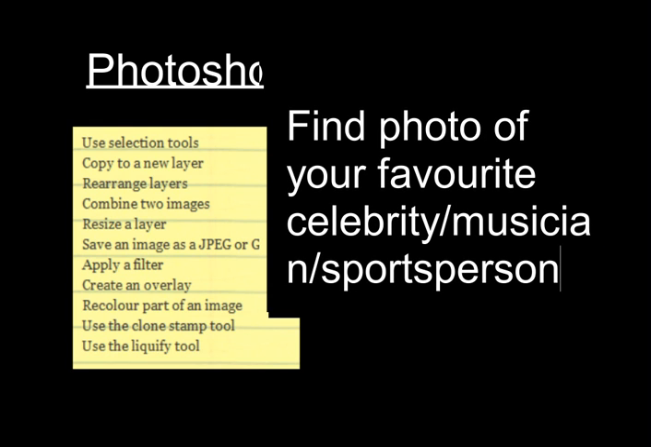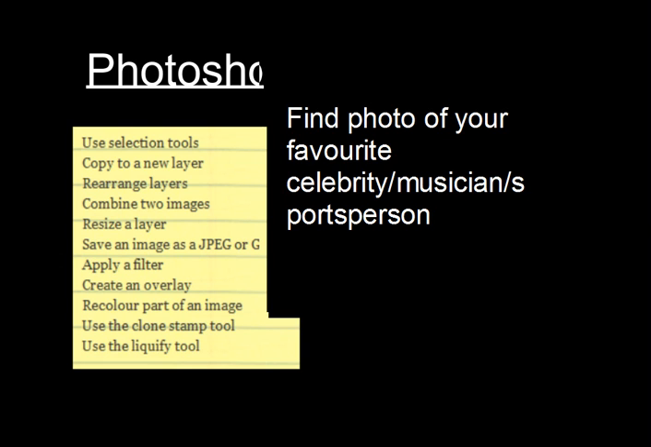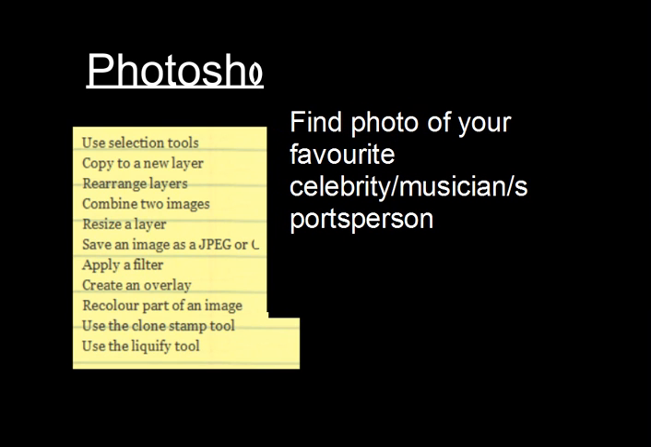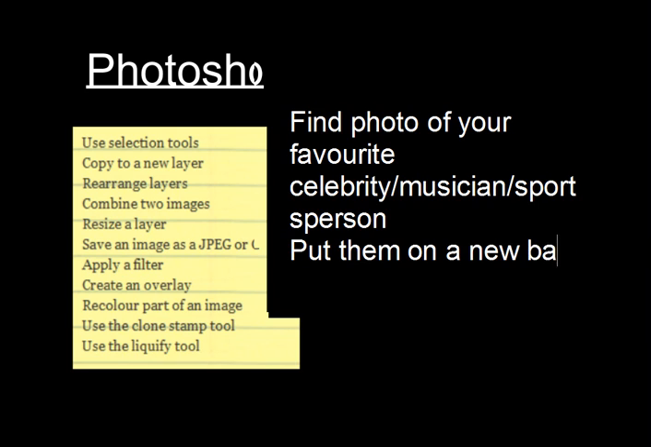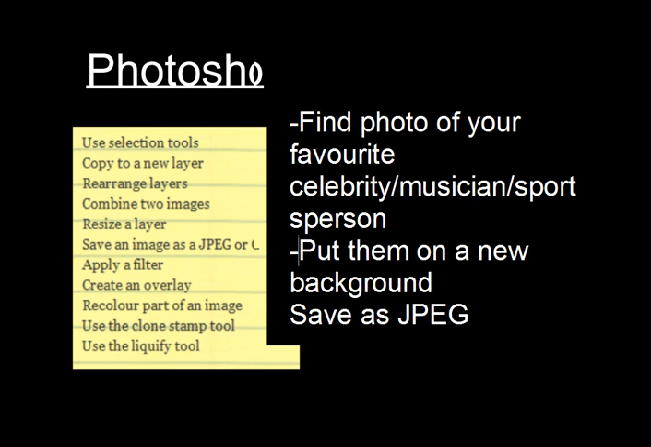Now this is just a practice, just to make sure before Friday you're all good to go and ready to be able to quickly, in a short period of time, manipulate an image. So find a photo of your favourite sports person, musician, or celebrity, put them on a new background, save as JPEG. Those are the 3 steps you're going to need to follow for that one. You really should only be spending maybe 15-20 minutes on that, so try and get it done quickly.